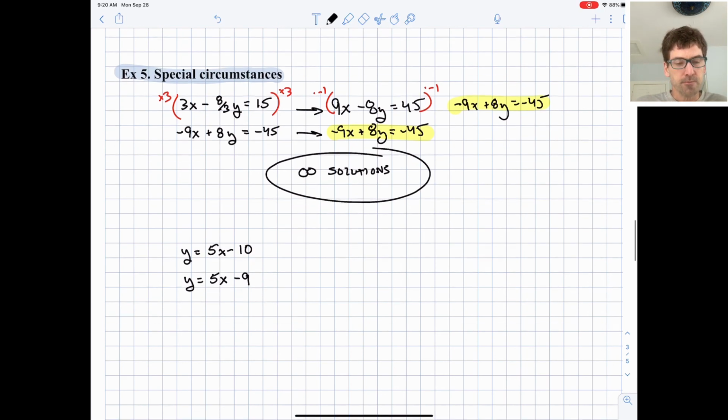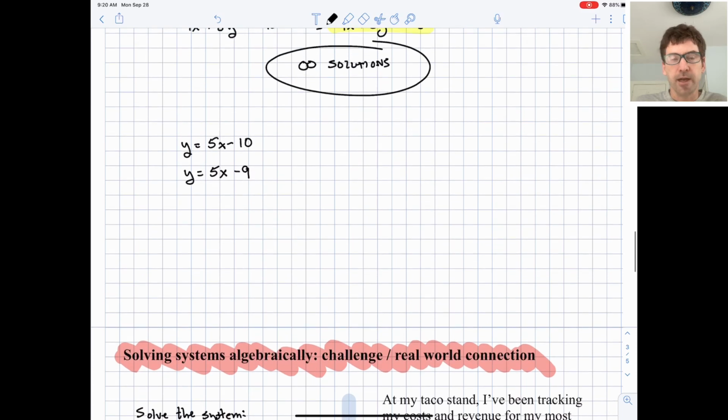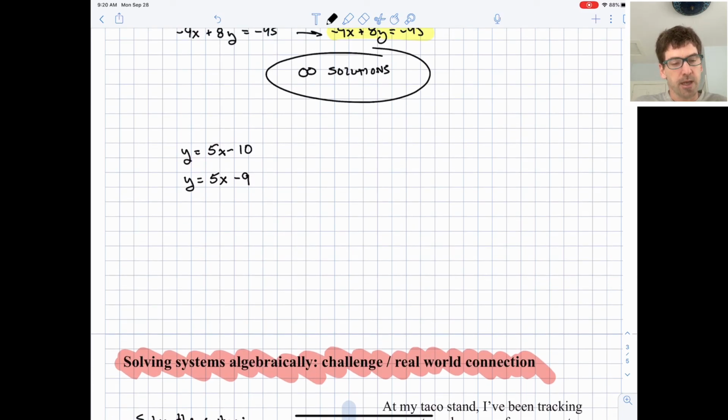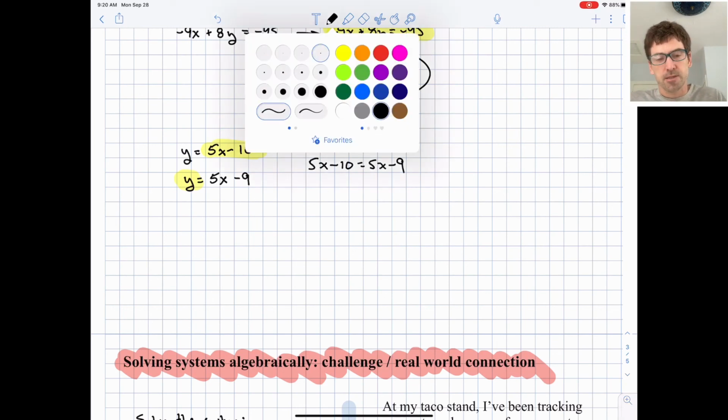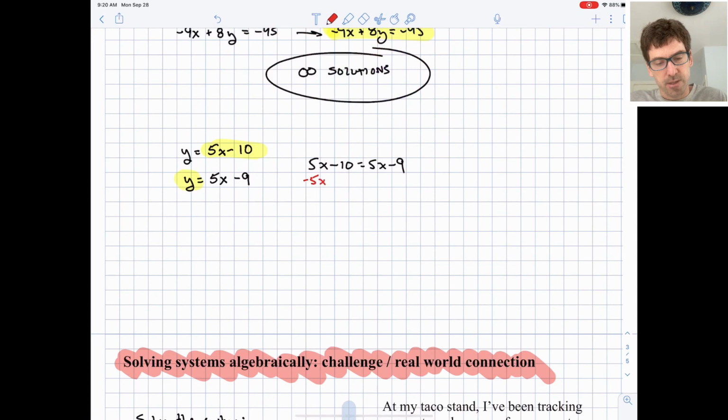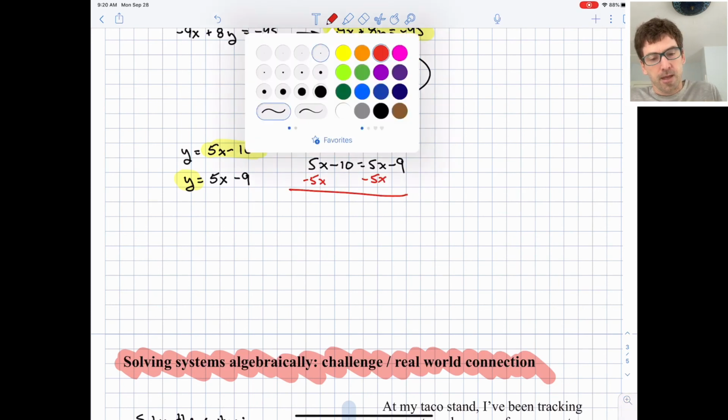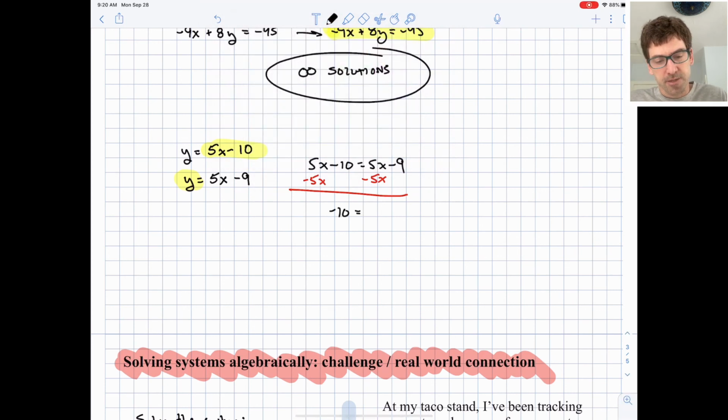Let's look at this final problem here, and let's try to do this using substitution. Since this is equal to y, we can plug it in for y in our bottom equation and see what we get. We get 5x minus 10 is equal to 5x minus 9. Let's go ahead and subtract 5x from both sides to start solving this. And we get negative 10 is equal to negative 9.